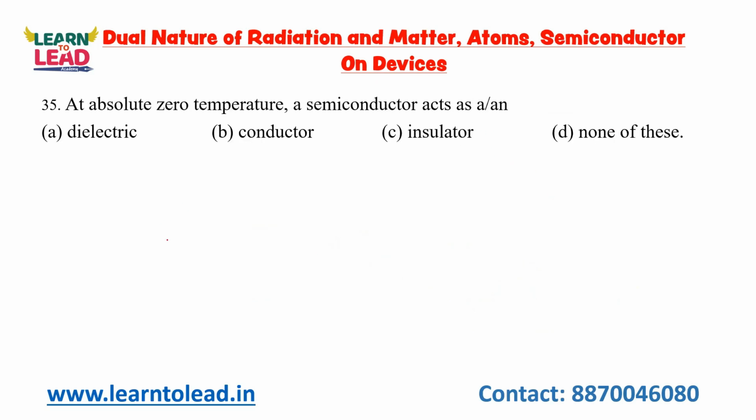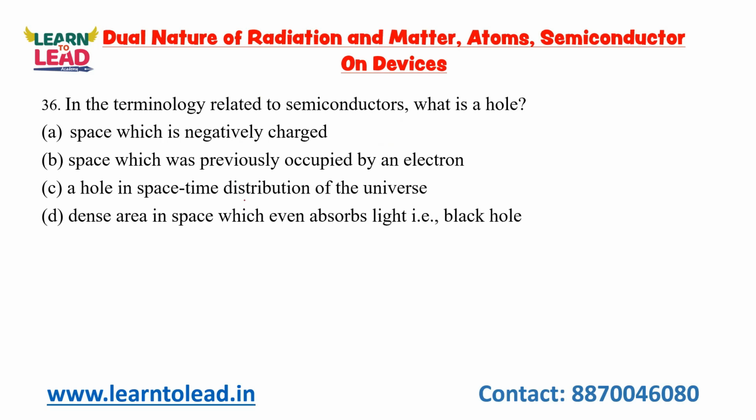At absolute zero temperature, a semiconductor acts as an insulator. In the terminology related to semiconductors, what is a hole? A space which was previously occupied by an electron. Empty space is what we call a hole. How is that empty space created? Before this, an electron would have been in that place.